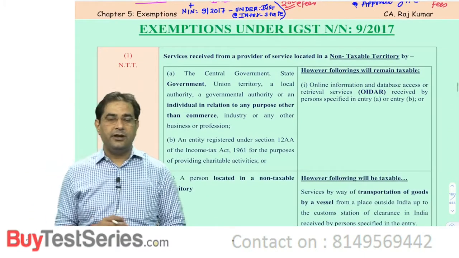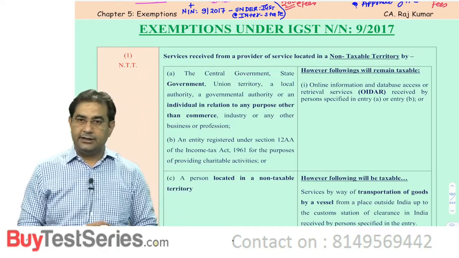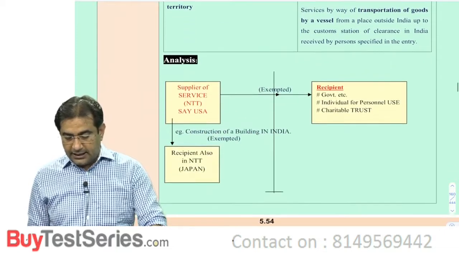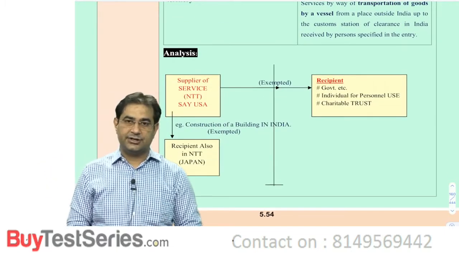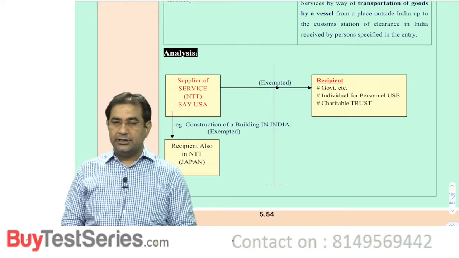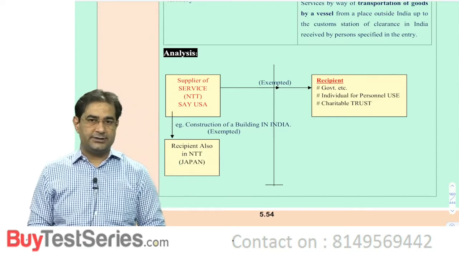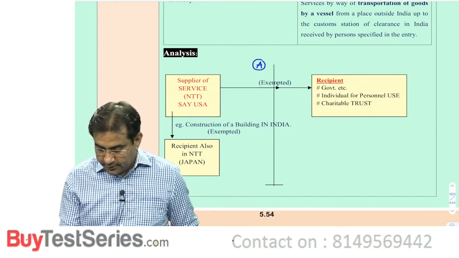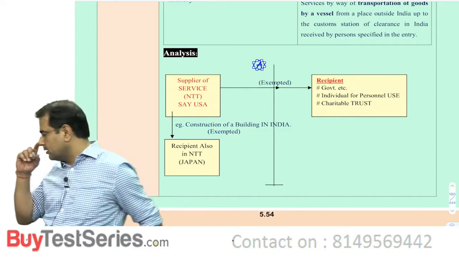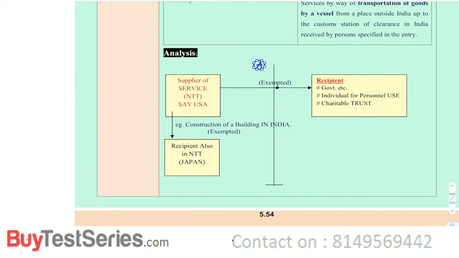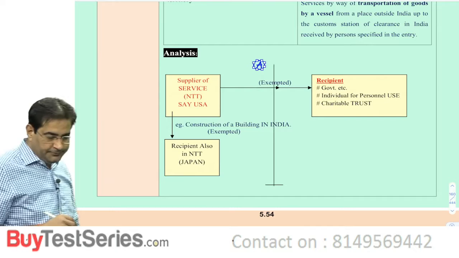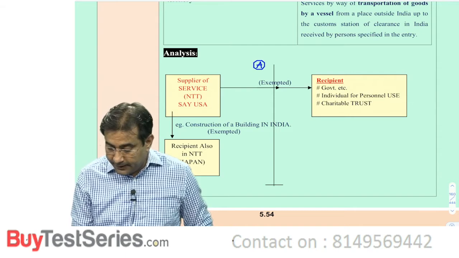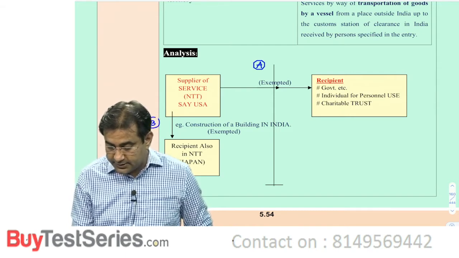Now, the first point is the entity, meaning non-taxable territory, and this is the analysis point of this discussion. Basically, this exemption has been divided into two parts. First one is here, and the second part of the exemption is here.